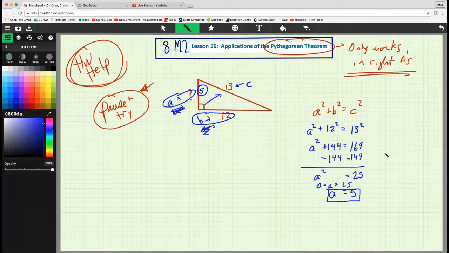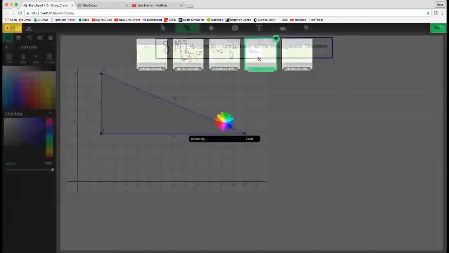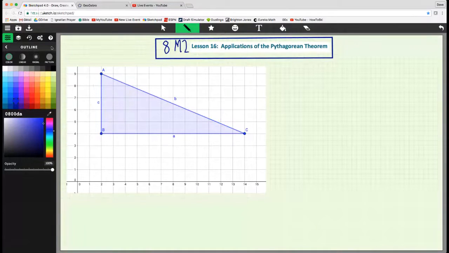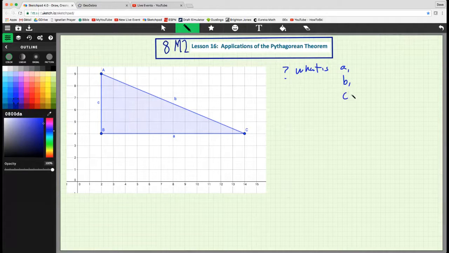Good. All right. Now, you may see this problem written a little bit differently. So let's go to a very common problem that you'll see often in geometry, and that's this one. Oh, look, we are on a coordinate plane. In this case, I'm going to ask you, what is A, B, and C?